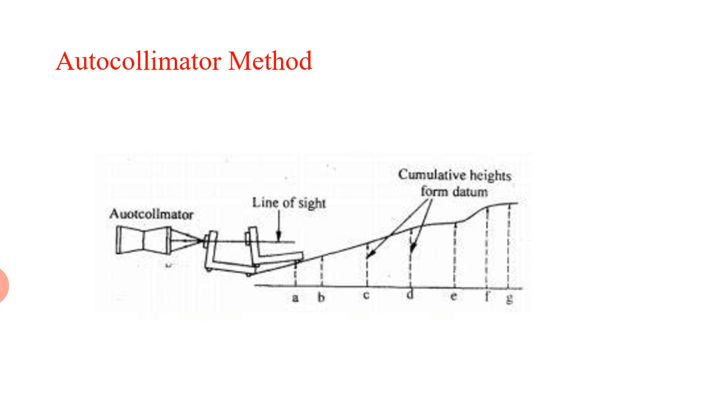When testing vertical surfaces, an optical square may be interposed so that the autocollimator can be used in the horizontal position. This is usually more convenient than arranging the instrument with its axis vertical.